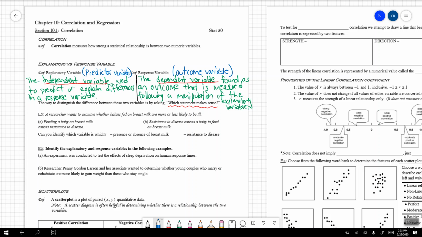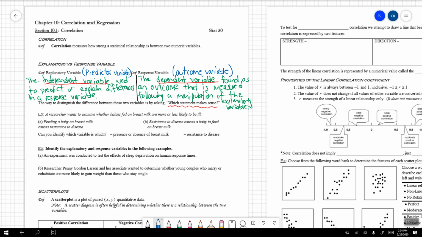This example says that a researcher wants to examine whether babies fed on breast milk are more or less likely to be ill. Statement A says that feeding a baby on breast milk causes resistance to disease. Or B, resistance to disease causes a baby to feed on breast milk. We need to identify which of these statements makes more sense based off of the example we were just given.